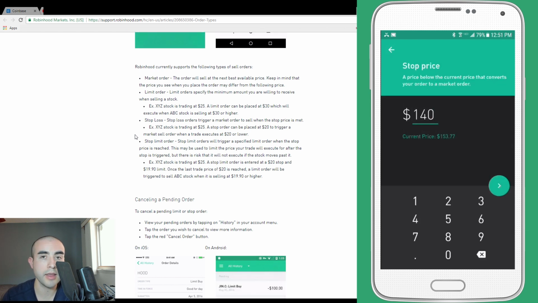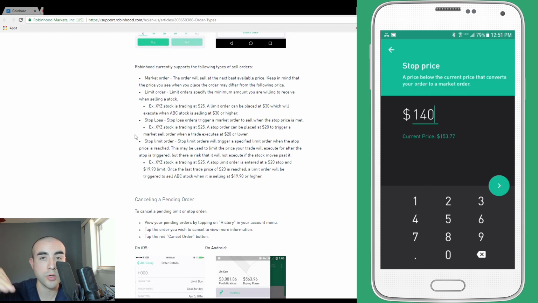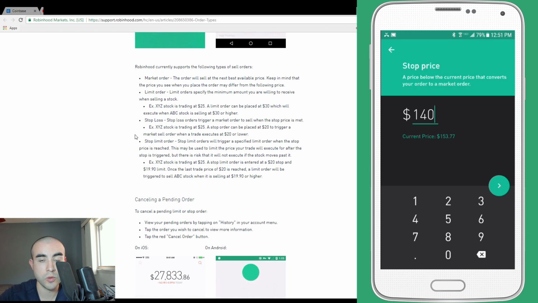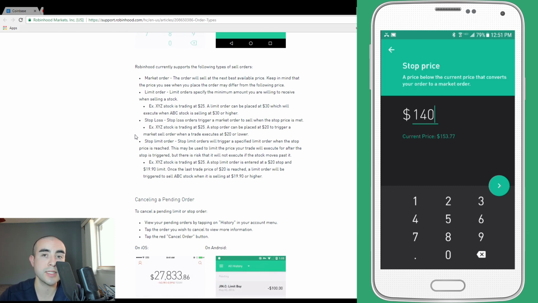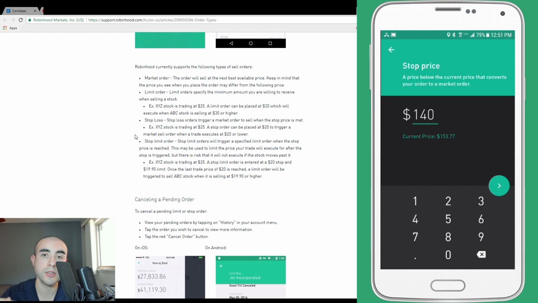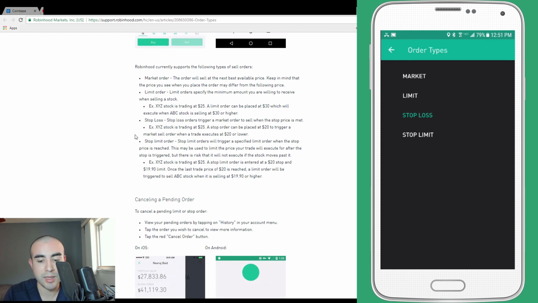Now, do keep in mind that it doesn't necessarily mean that it's going to sell at $140, but once the stock price drops to $140, the sell will be triggered, and your sell will go into the queue, and it may execute a little below that or above that. So it may end up selling for 139 or 141. But the point is, once the stock price hits 140, it'll execute the trade to sell for you at the next available best price.